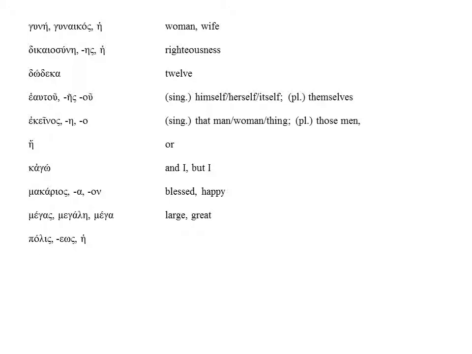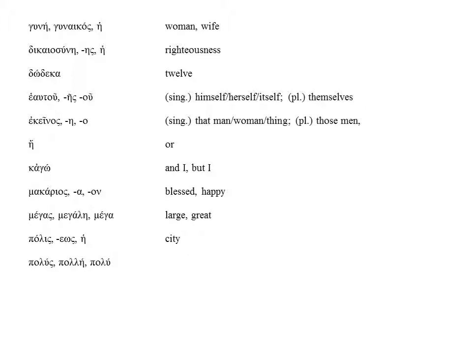Polis. This is a word that has a lot of derivatives in English. The cognates are many: police, polity, politicians. Polis is city. This is the third declension. Okay. Consonantal iota. Polis, poleos. And it is feminine.